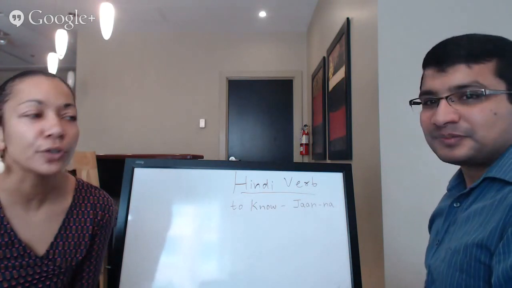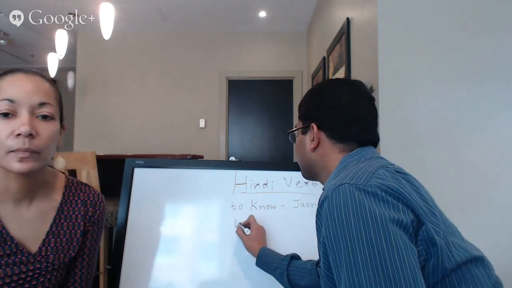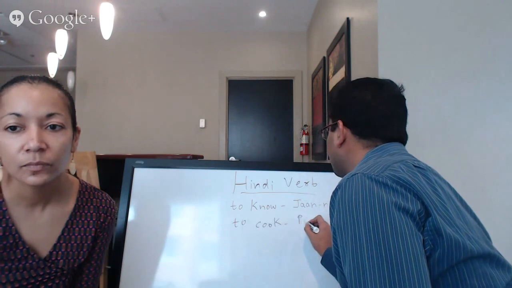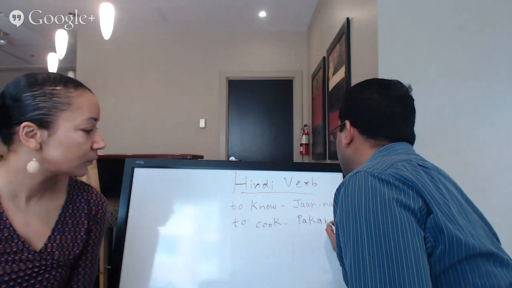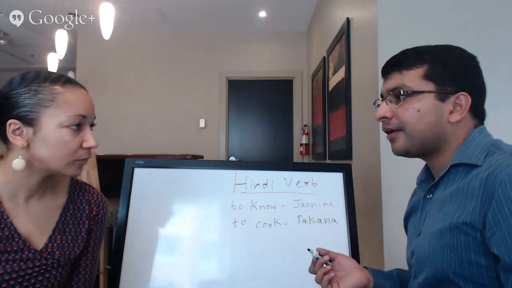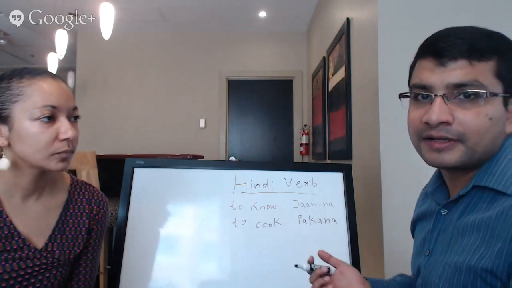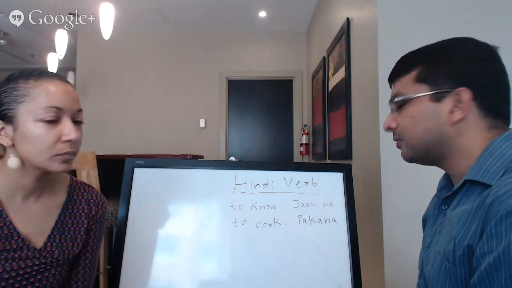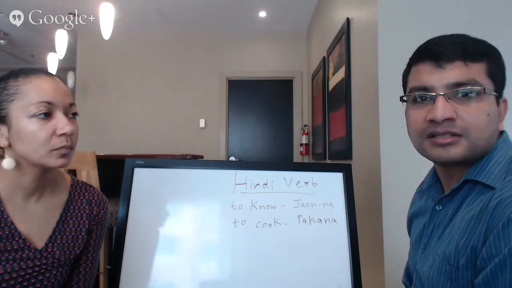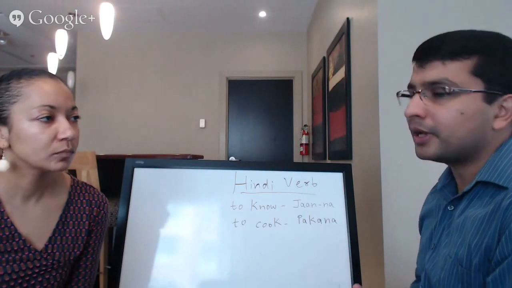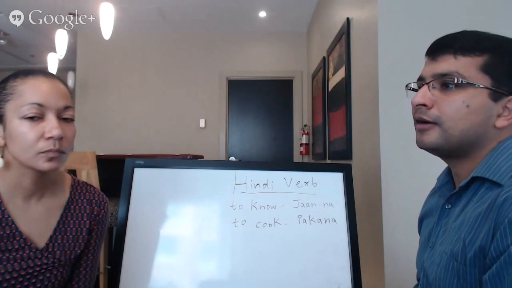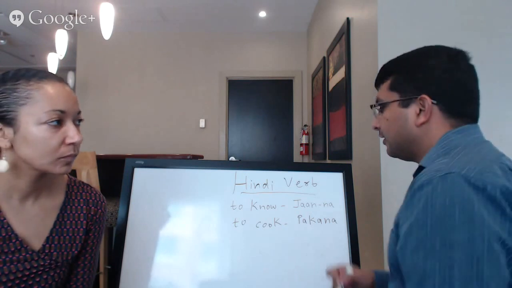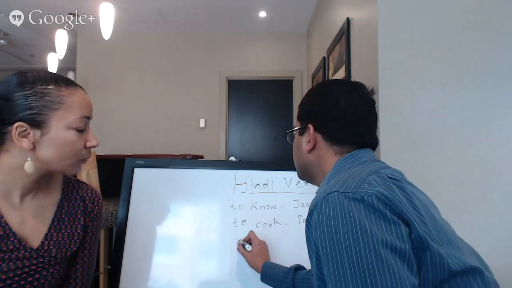So Monica has asked for to cook. To cook is pakana. So if I'm using it in a present indefinite tense, again we'll be covering it more formally in the second half, I'll say मैं pasta पकाता हूँ, okay, or I can say मैं दाल पकाता हूँ, okay. Let's say some more. To fly.